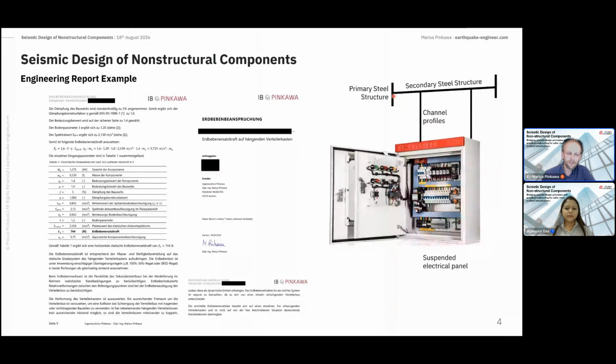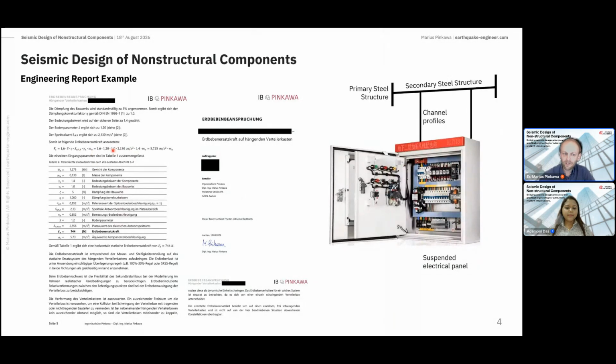So you see, this is the original report I sent to my client for this project. This is a quite simple formula. So this is the determination of the seismic force we have to apply. It is nothing really complex or difficult. So basically, every engineer can do this.